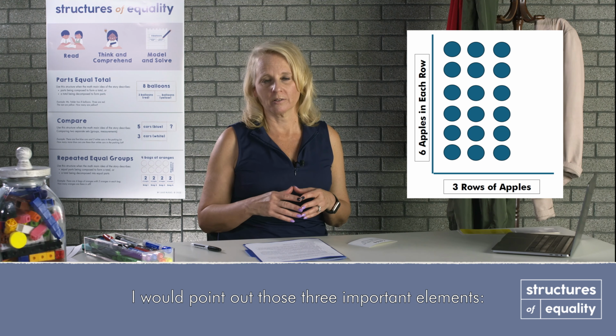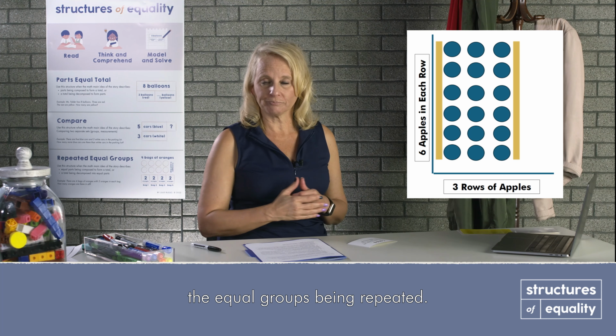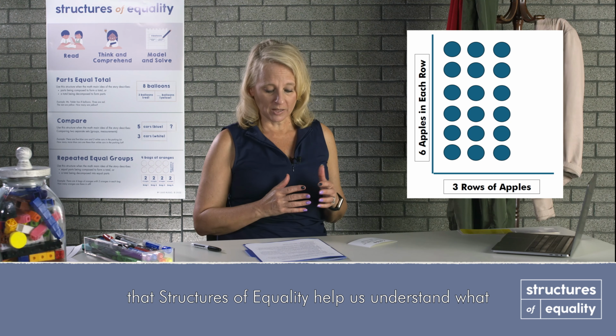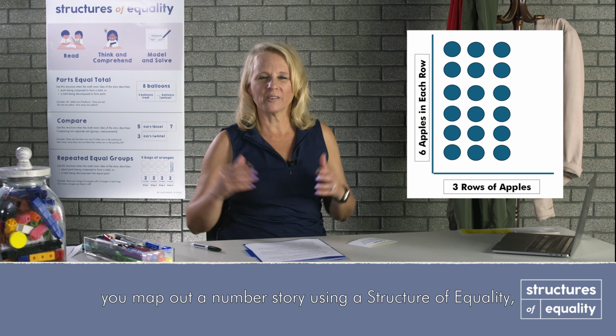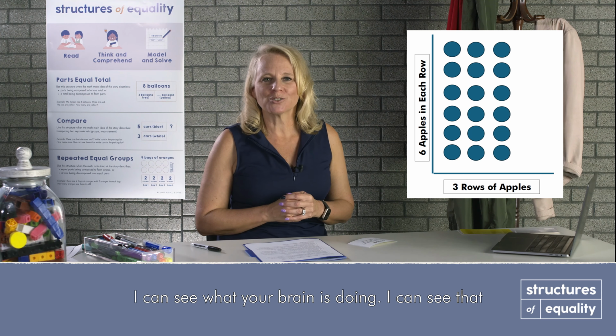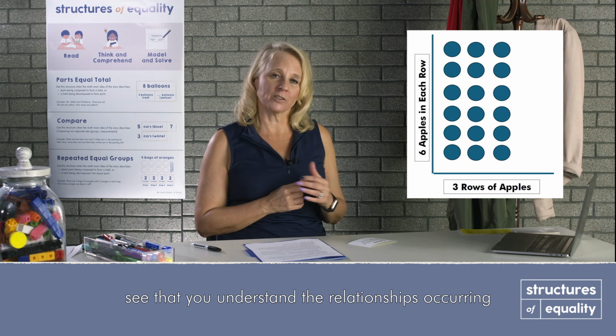In a repeated equal group structure of equality, the equality is represented by the groups being repeated, the equal groups being repeated. I would close by saying that structures of equality help us understand what the number story is asking us to do. When you map out a number story using a structure of equality, I can see what your brain is doing. I can see that you understand what this story is saying, and I can see that you understand the relationships occurring in the story.